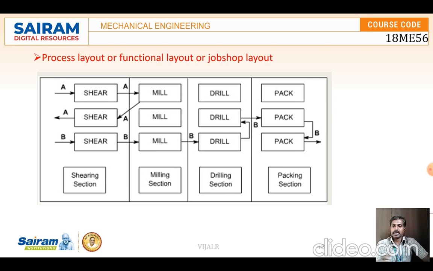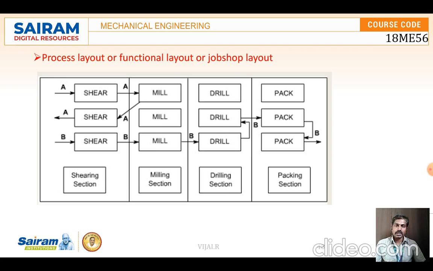Product B goes to the shearing machine and milling machine, drilling, then another drilling in another machine, then inspection and packaging. So the process layout depends upon the process involved. The objects and products may differ, and the processes, that is the functions and the sections, are arranged depending upon the functions.